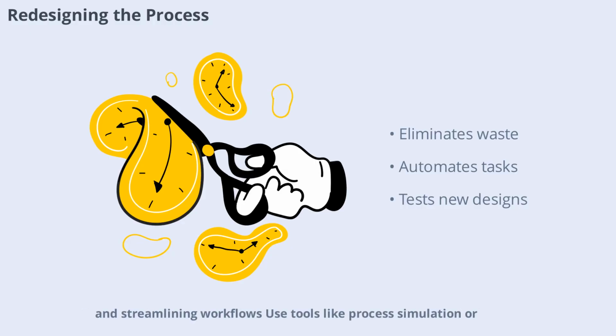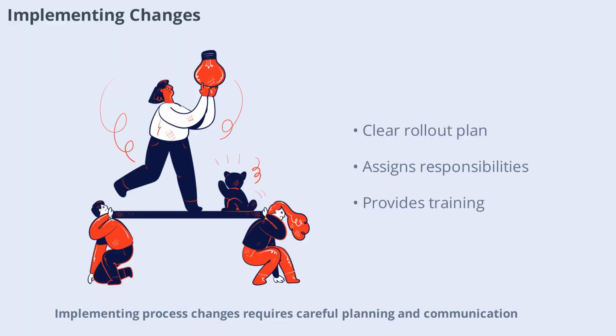Use tools like process simulation or modeling to test new designs before implementation. Remember, the goal is to create a process that's efficient, flexible, and aligned with your organizational objectives. Implementing process changes requires careful planning and communication. Develop a clear rollout plan, assign responsibilities, and provide training as needed. Monitor the transition closely to address any issues that arise. Effective implementation ensures that the redesigned process delivers the expected benefits and that employees feel supported throughout the change.